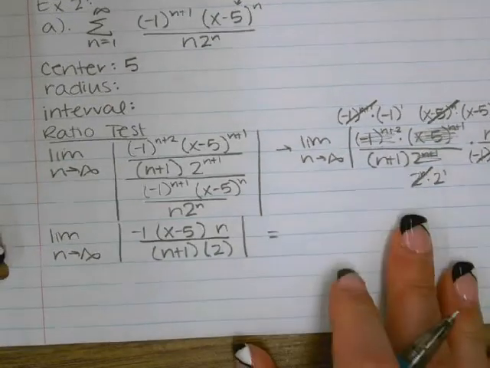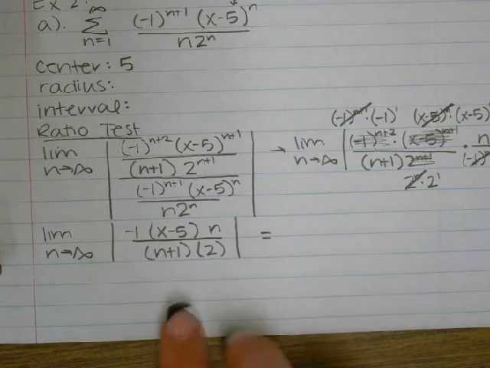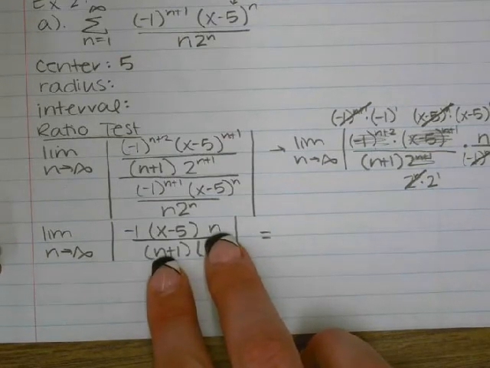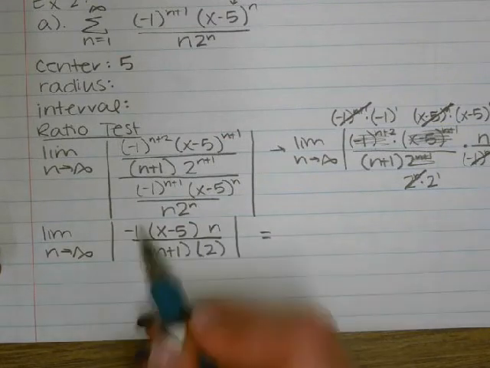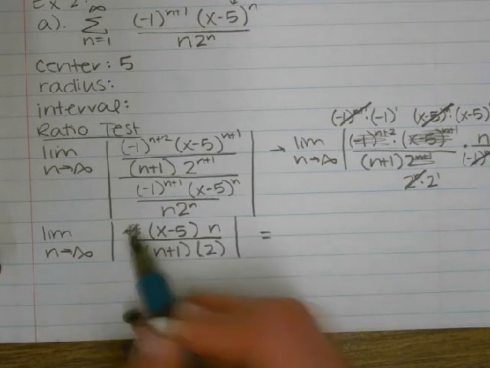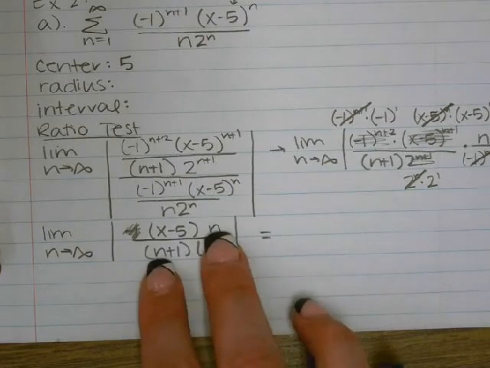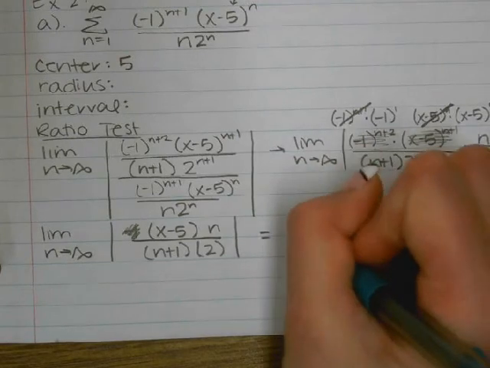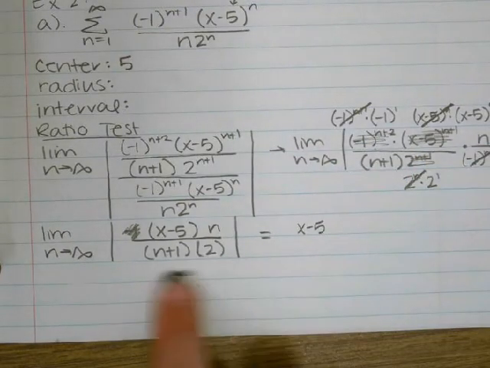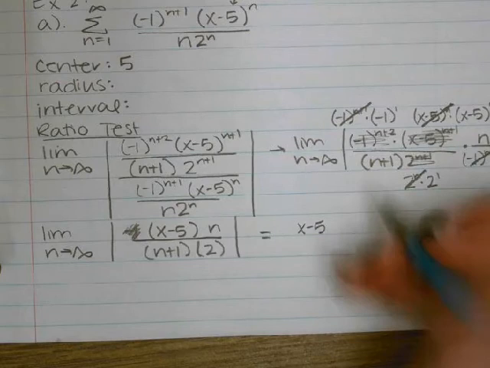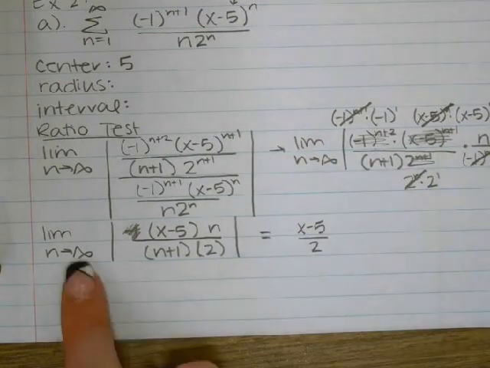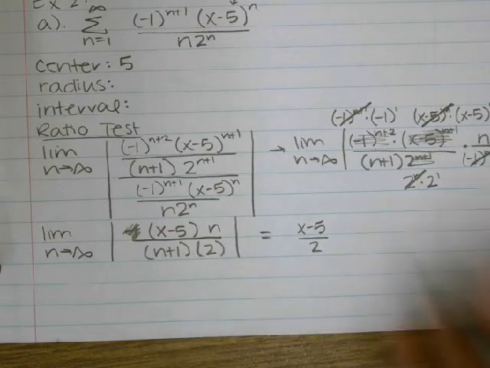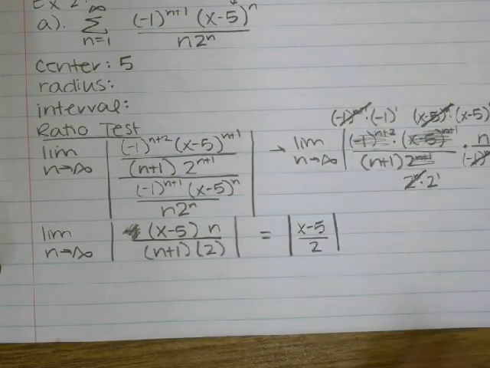All right, so we have to think about the limit as n goes to infinity. So we can see that these two n's are exactly the same size. The -1 doesn't really make a difference because of the absolute value. The x minus 5 is the coefficient for that n. And the 2 is the coefficient for that n. So the limit as n goes to infinity, since the n's are the same size, would just be the coefficients of n. So the limit is this.